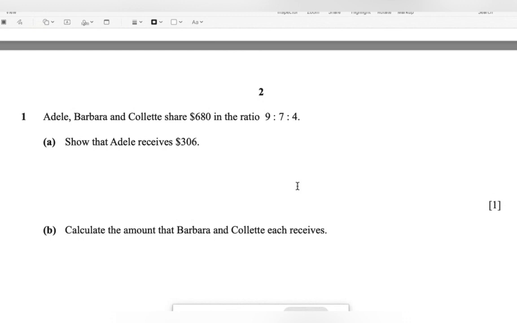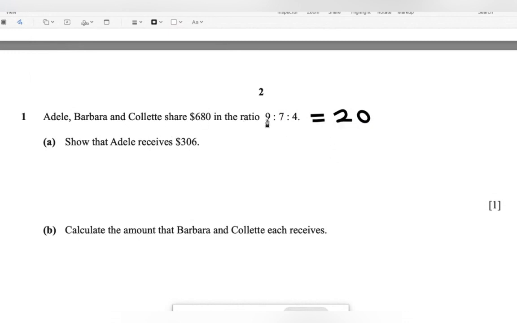The first thing we do is to find the sum of the ratio. We have to find the sum of the ratio. So we say 9 plus 7 plus 4. 9 plus 7 we get 16, plus 4 we get 20. So the sum of the ratio is equal to 20. Everything we're going to be doing, we will be using 20 as our base.